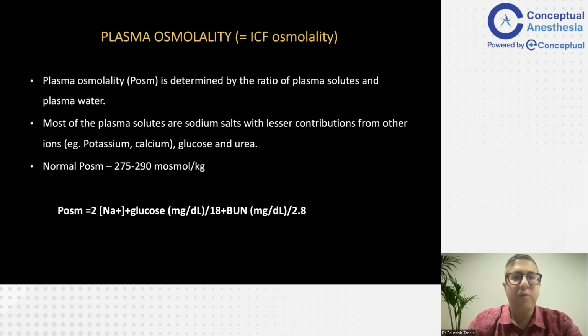Then what is plasma osmolality? Plasma osmolality is determined by the ratio of plasma solutes and plasma water. Most of the plasma solutes are sodium salts, with lesser contribution from other ions like potassium, calcium, glucose, and urea. Normally it ranges from 275 to 290 or 295 milliosmoles per kg. The formula, as we all know, is plasma osmolality equals 2 into sodium, and sometimes we take sodium plus potassium, plus glucose divided by 18, and blood urea nitrogen divided by 2.8. So that is the formula, and the normal value is 275 to 290.